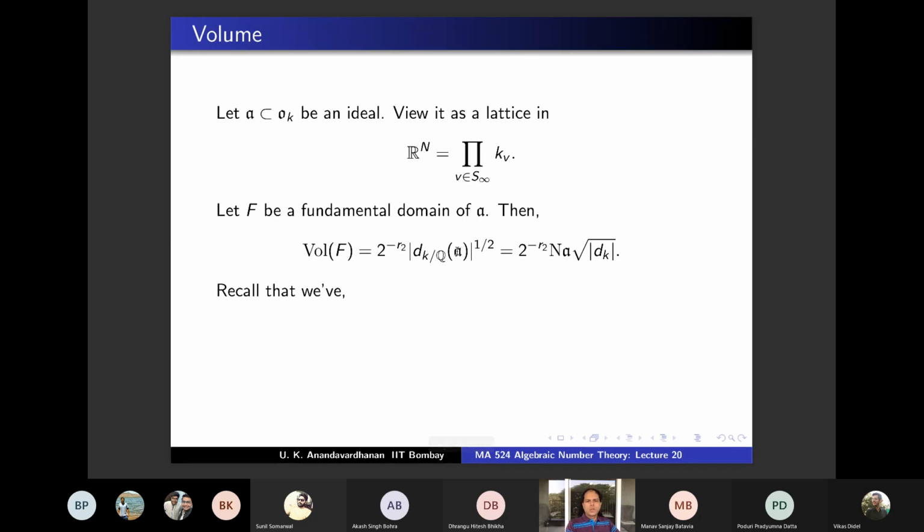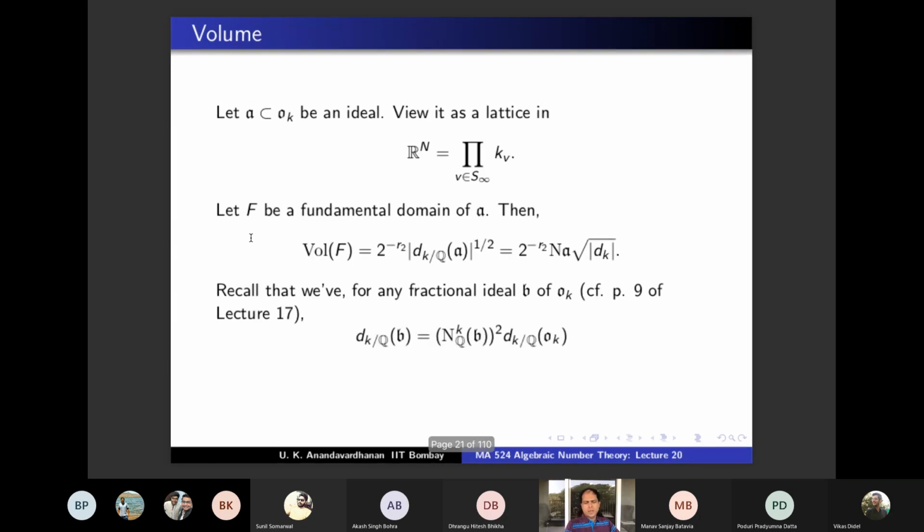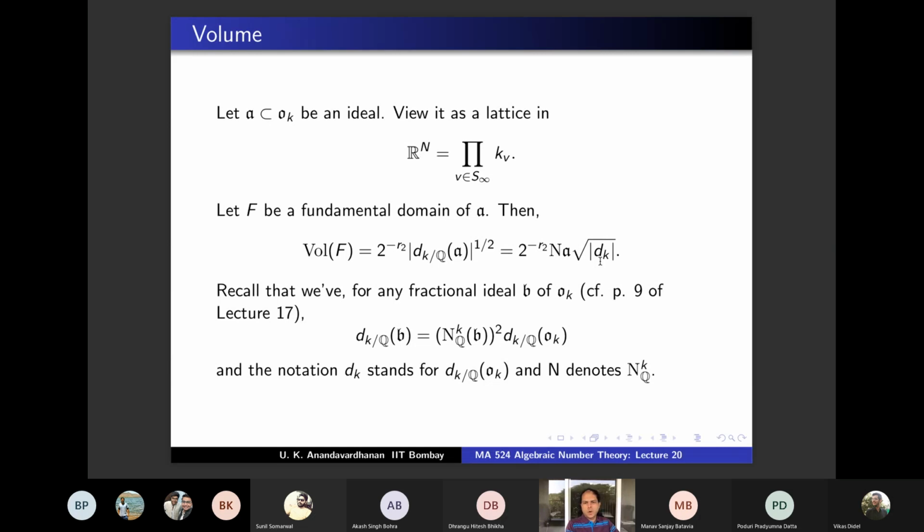Okay, so why are these two equalities? We know because for any fractional ideal B, we have done long back that the discriminant of B and the discriminant of OK differ by the square of the norm of B. So that gives you this equality. This equality follows from that, because if you square this, it is the discriminant of A, that is the norm of A squared times the discriminant of OK. This is the notation for the discriminant of OK. So notation dK stands for the discriminant of OK, and N denotes the norm from K to Q, the norm of an ideal. Okay, so we just need to show the first equality, the second one is automatic.